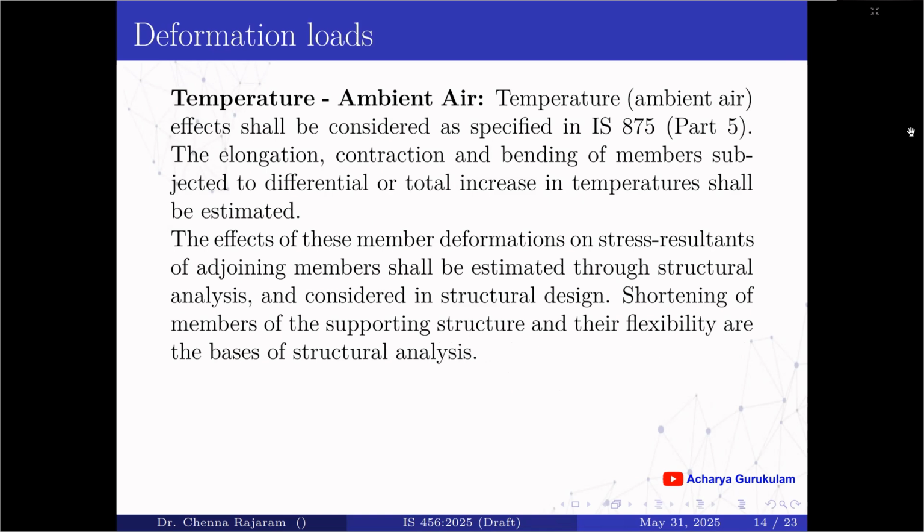Temperature. Under temperature, there are two deformation loads. One is ambient air and the other one is fire. The temperature for ambient air effects shall be considered as specified in IS 875 Part 5.